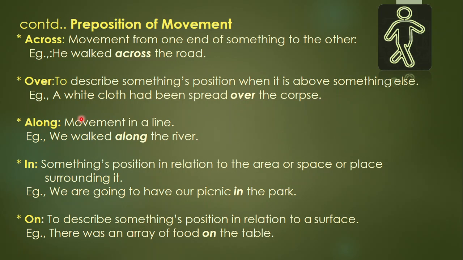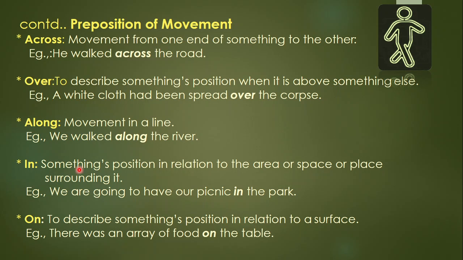Right. Next one, along. Movement in a line. Okay, so line, because we have a line of a beach, a line of a river, a line of a road, a line in the park, right? So just an example: we walked along the river, which means along the bank of the river. Okay, so just beside us there is a river, and then we are walking along the river.